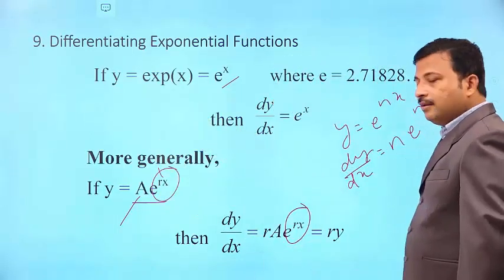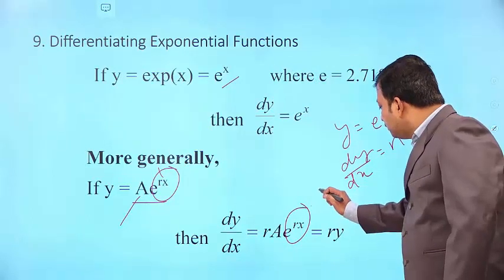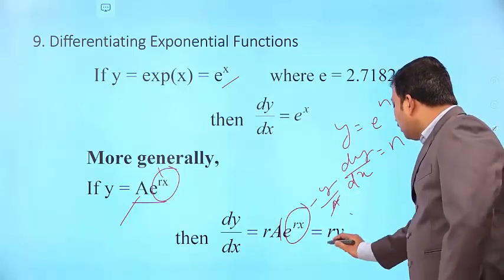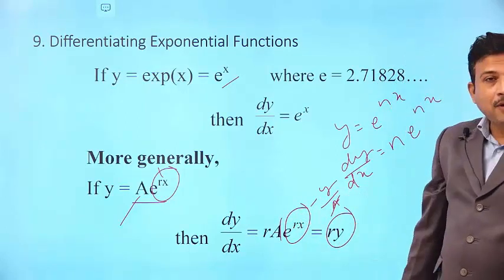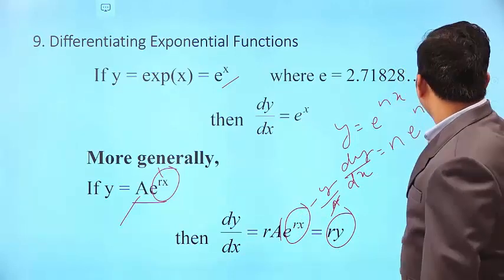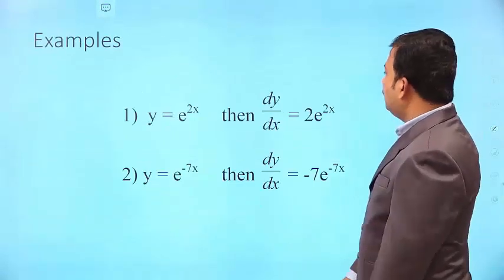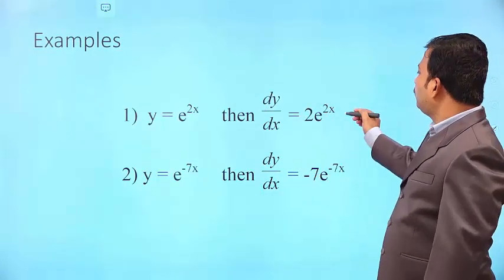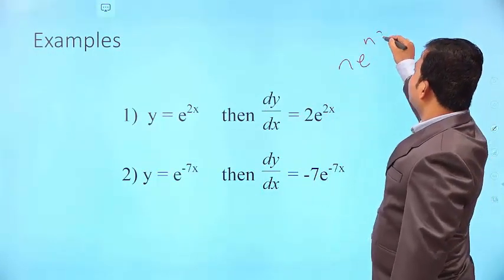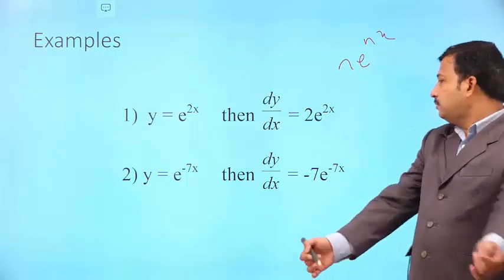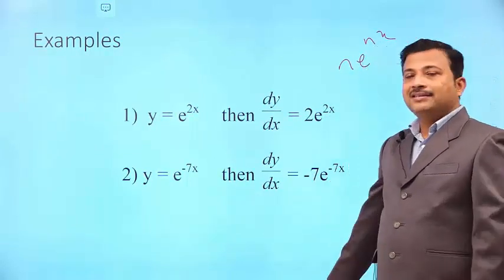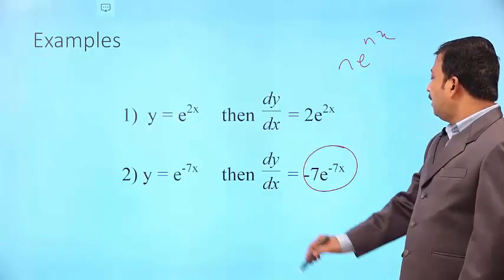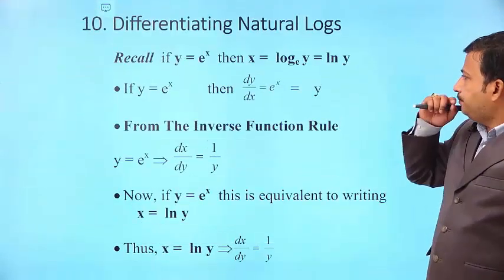where a into e to the power rx itself is y. Yes or no? So this is nothing but your ry. This is the general form of differentiating the exponential function. Right? For example, y is equal to e to the power 2x. What will we get? dy by dx equal to n into e to the power nx, so 2 into e to the power 2x. So if y is equal to e to the power minus 7x, then dy by dx is nothing but minus 7 into e to the power minus 7x.